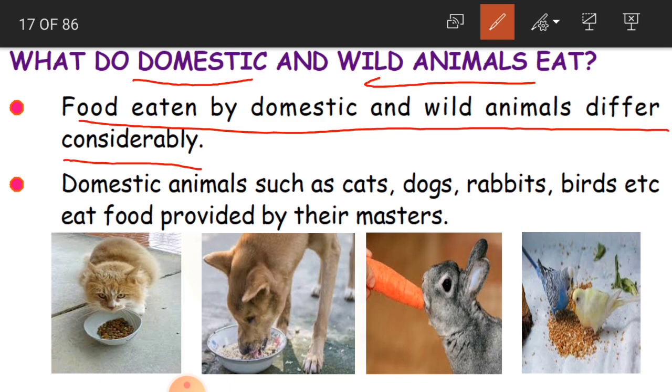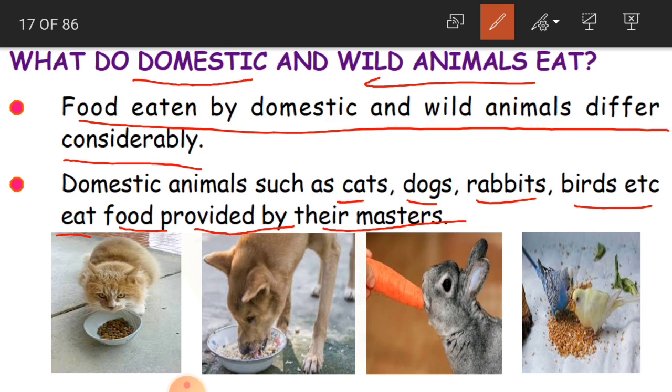And domestic animals such as cats, dogs, rabbits, birds, etc. eat food provided by their masters. By their masters. Who are the masters?